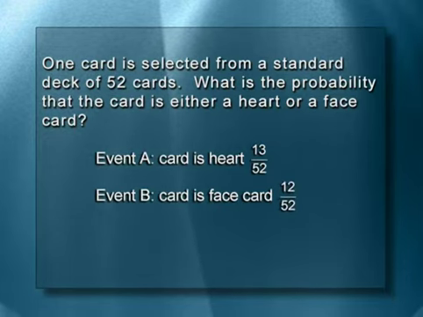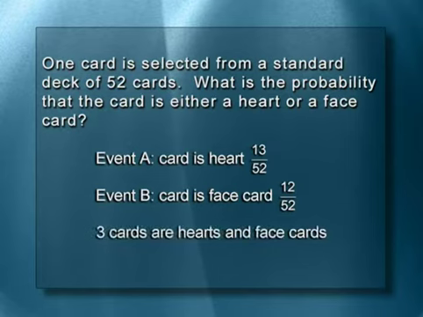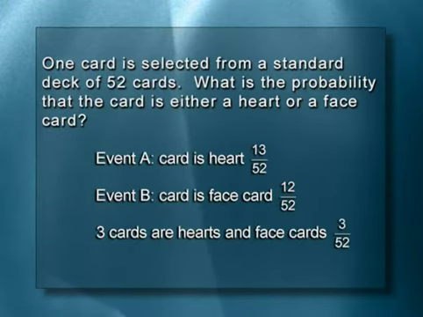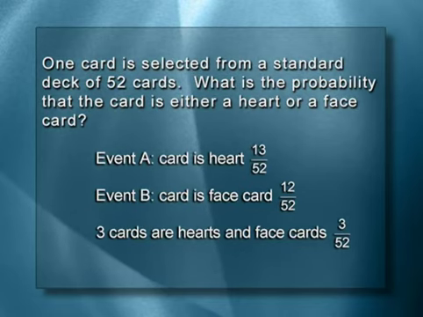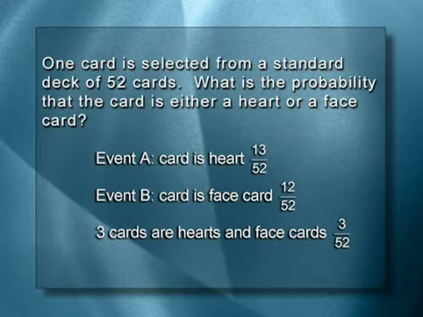But some of those face cards are hearts. In fact, 3 of them are, right? The jack, the queen, and the king of hearts. So that overlap, that intersection, is 3. And so the probability of those is 3 out of 52. And we have to take that off. In a sense, you're counting things twice. If you count it as a heart and a face card, you've counted it twice. That's why you subtract off the 3 out of 52.